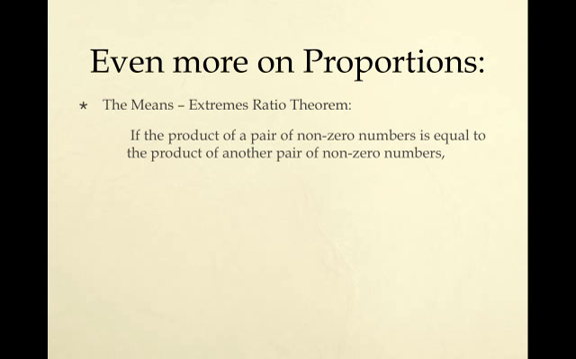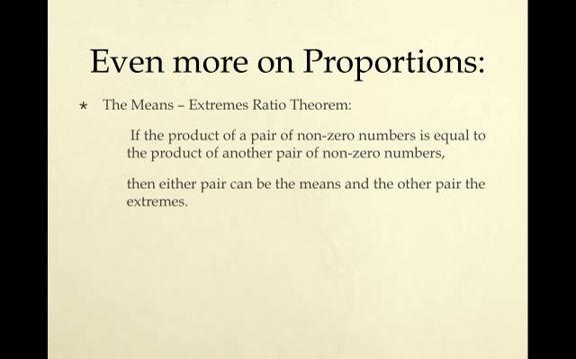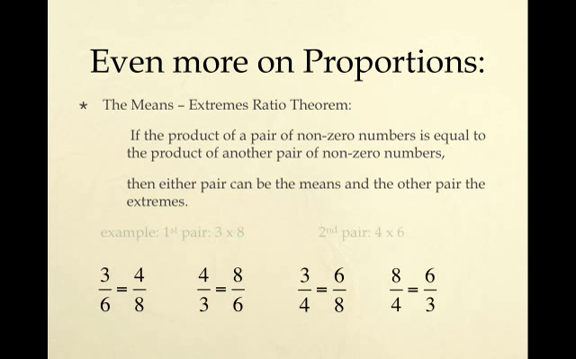So if a product of a pair of non-zero numbers is equal to the product of another pair of non-zero numbers, then either pair can be the means and the other pair can be the extremes. Okay, what does that mean? Well, think of a number, and I'm going to think of 24. And I'm going to come up with two sets of factors of 24, 3 and 8, and 4 and 6.